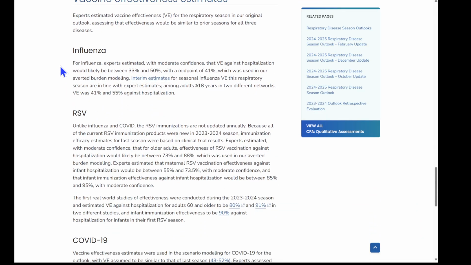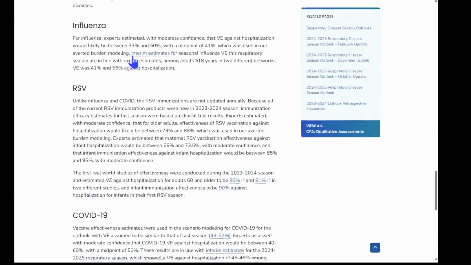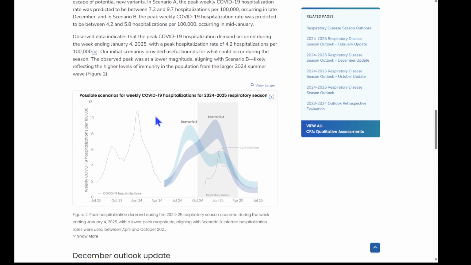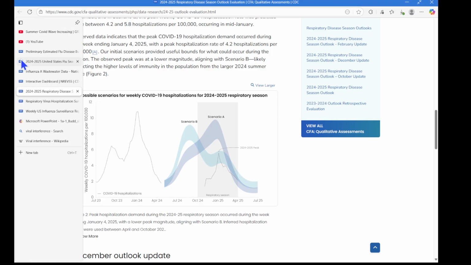So looking at it, for influenza, experts estimated with moderate confidence that VE, vaccine effectiveness against hospitalization, would likely be 30 to 50%. This is roughly true. The vaccine wasn't really any less effective than usual, but with the combination of events that did happen, I also have to look at the genetic mix-up of these particular H1N1 and H3N2 combinations for this year. With that combination, a slight genetic change and the lower presence of other viruses helped create what we saw here.